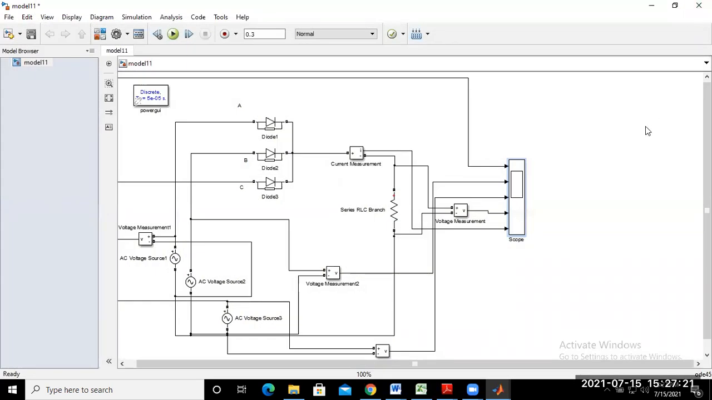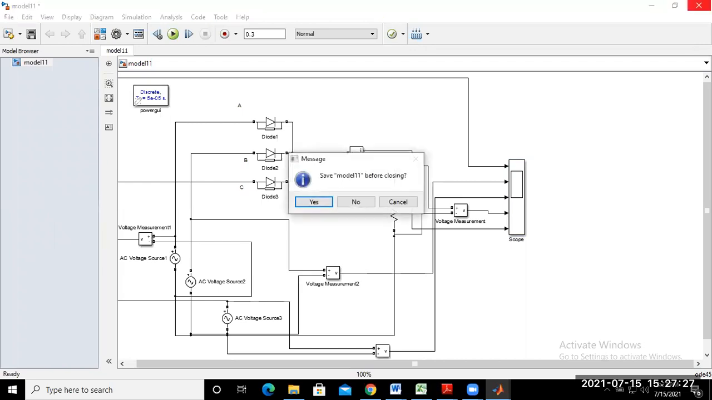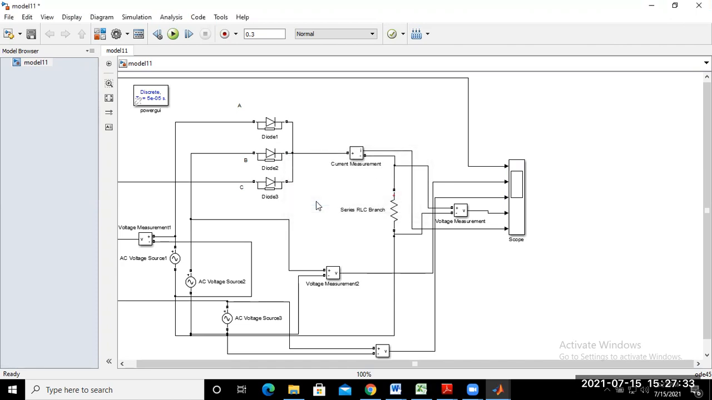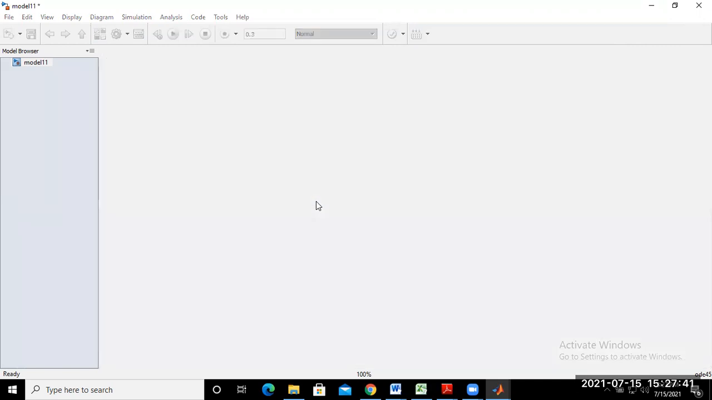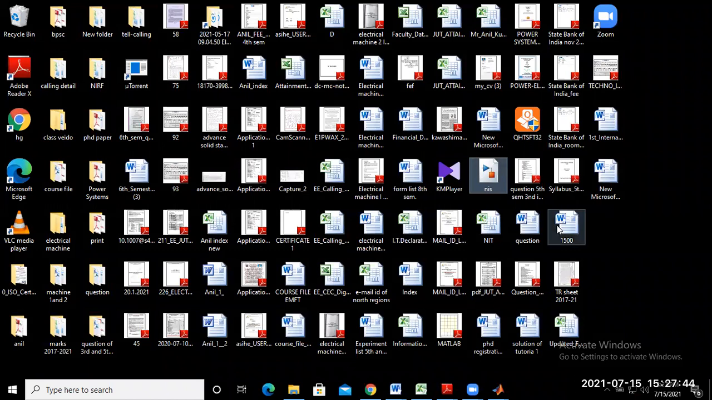Now this is your model number 10. So just close this model and now we are going to simulate the single phase half wave controlled rectifier for the RL load. In the previous class, we have already seen that for the pure resistive load. Now the same circuit is designed for the RL load.